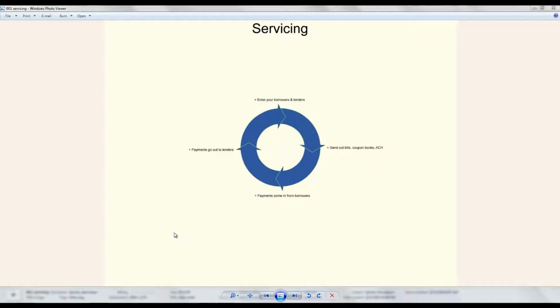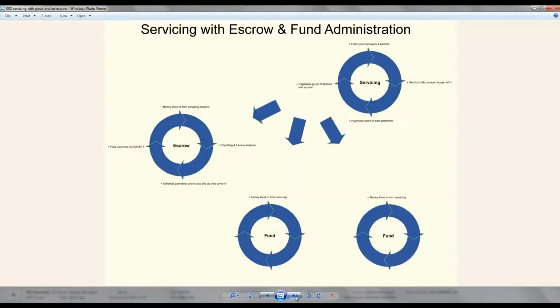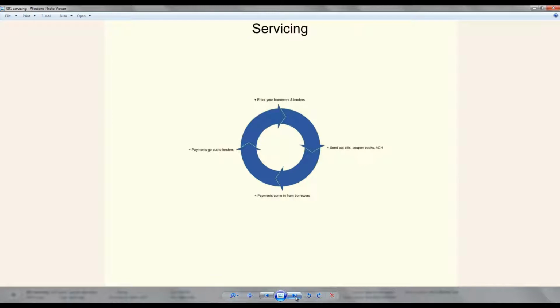One of the first things I like to do when I'm talking to someone about loan servicing or managing loans is I like to talk about money flow. And I like to use these diagrams. I have a few here that I'm going to show you. We're going to start with this simple one.